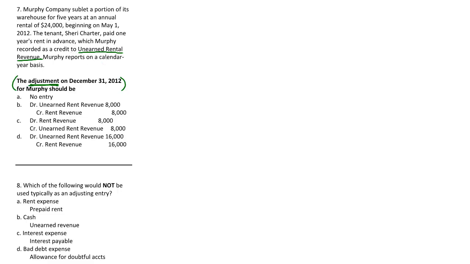Okay, so we know that the original entry that they put in had a credit to unearned revenue for $24,000. And we know that the tenant paid 1 year's rent in advance, so the debit is going to be to cash for $24,000. So this is the original entry. So the question is, what is the adjustment going to be on December 31st?